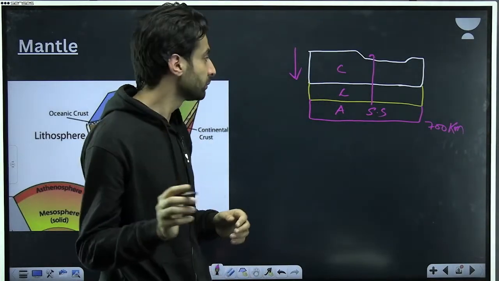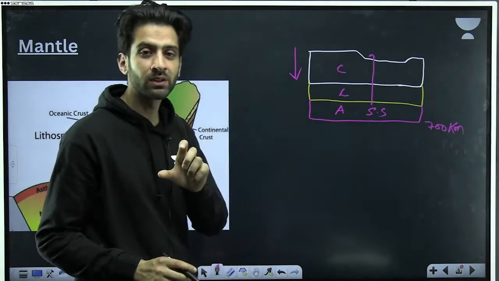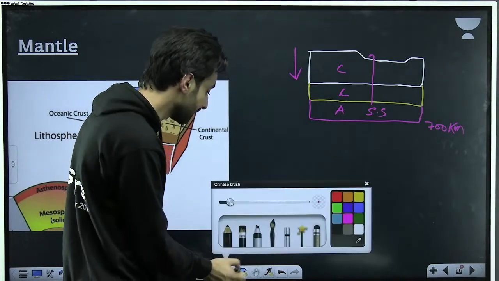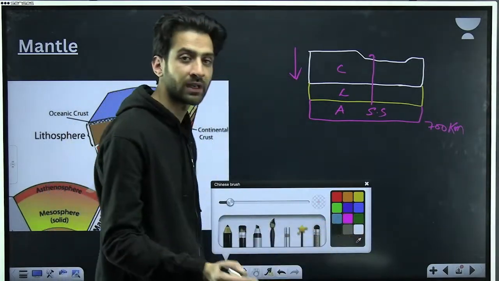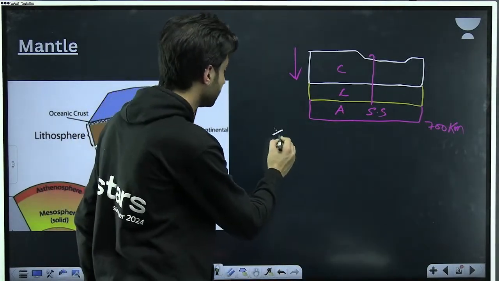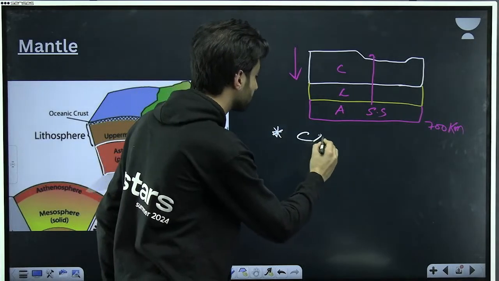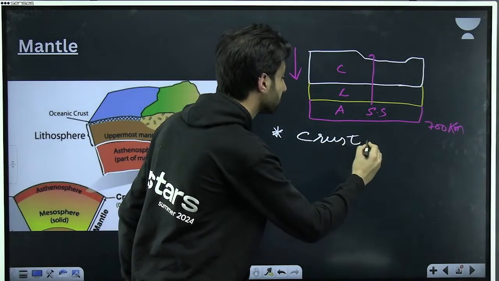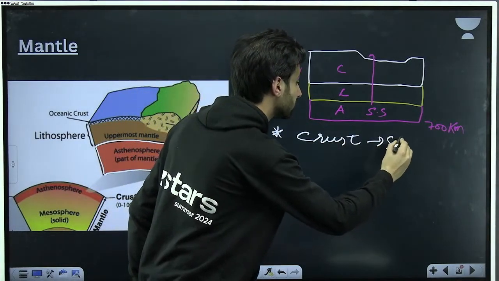Now, one important thing, the crust. After that, you will have lithosphere. You can take down these points. This is a brief summary of whatever I have taught you up until now. The first thing, crust is solid.